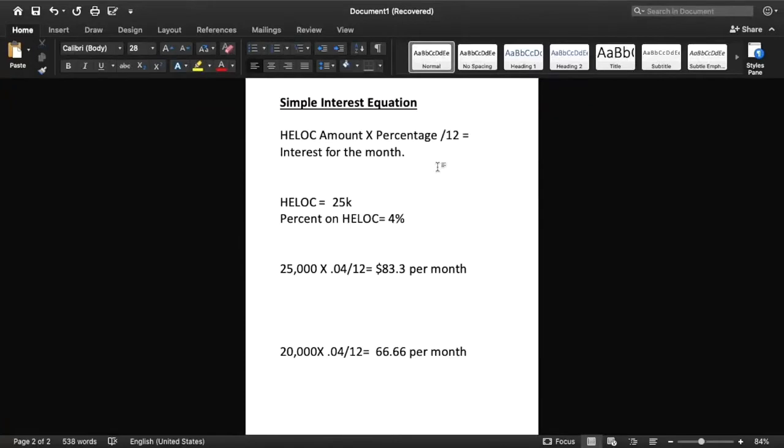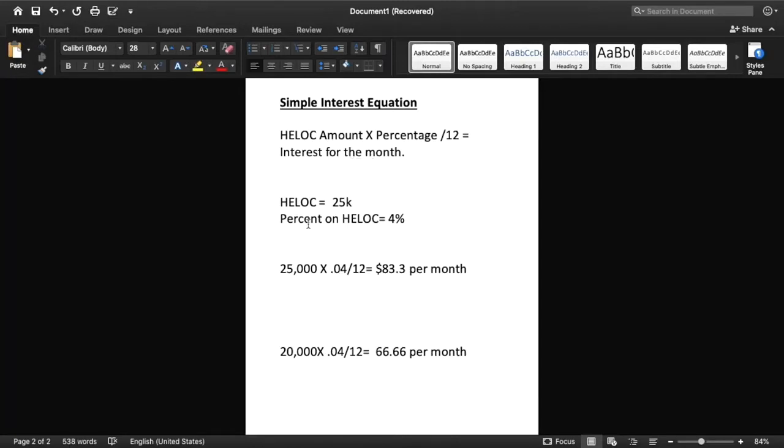All right, so enough talking. Let's look at the example for today. Before we get to the mortgage payoff calculator, like I promised, I'm going to show you a simple way of how to calculate simple interest and why you shouldn't be concerned. So if we look right here, the equation to calculate simple interest: we're going to take the HELOC amount, times it by whatever percentage the HELOC is for the interest rate, and divide it by 12 since there's 12 months in a year. And this is going to be the interest per month.